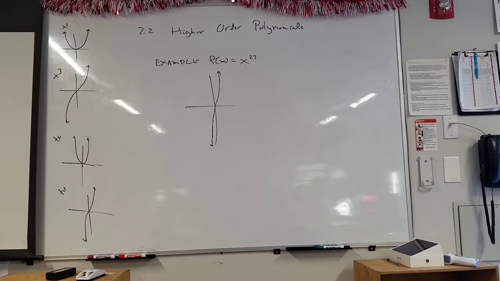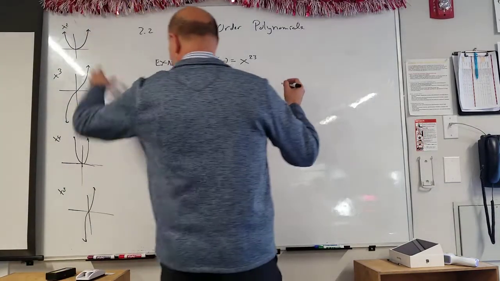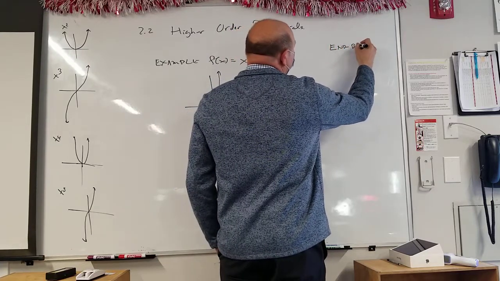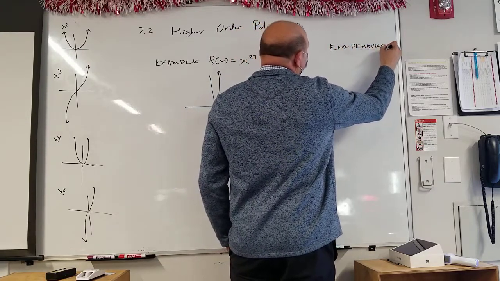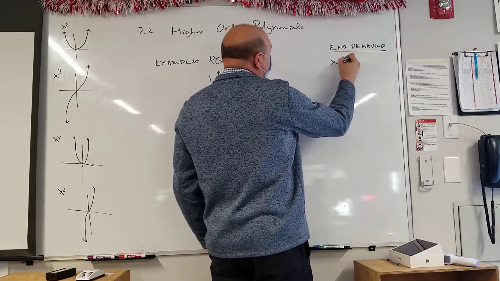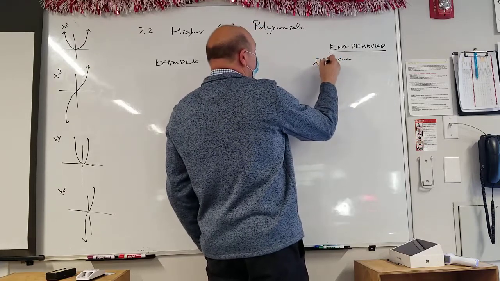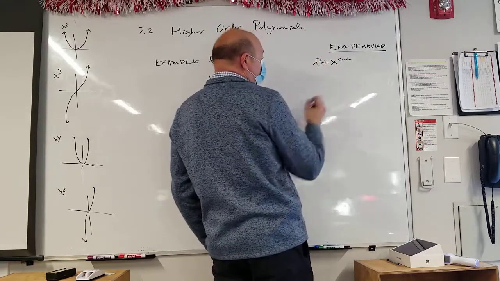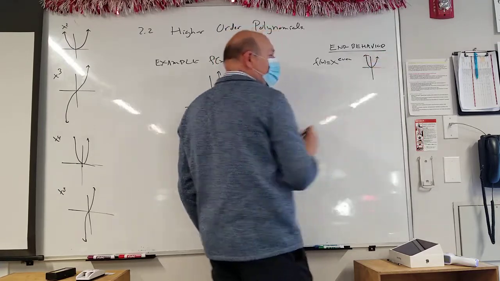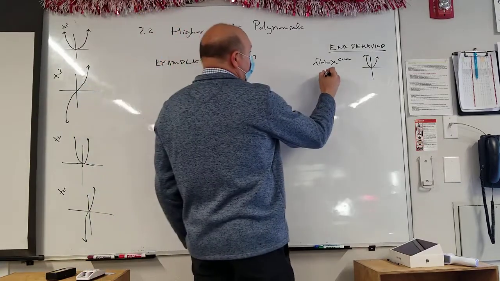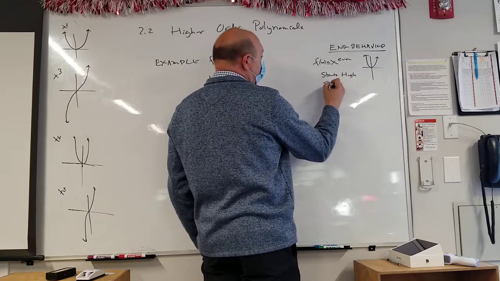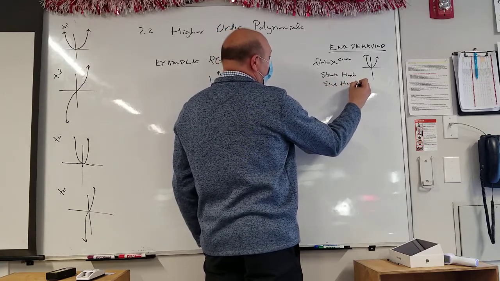Okay, so first of all is end behavior. Let's see if we can put the graphs on this side. Let's make a little chart here. End behavior. X to the even power. We usually like to just draw it. It's going to go like this. Starts high, ends high. We good? So it starts high, ends high.